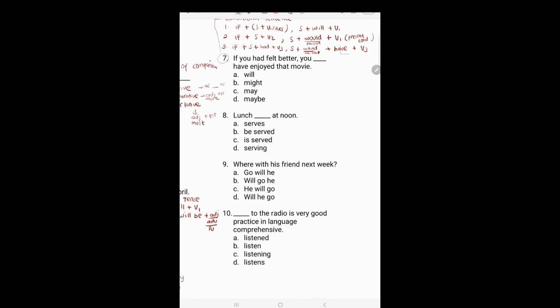So when we go back to the question, if you had felt better, you see the words had and felt indicate it is a kind of conditional sentence type 3. So the subject blah blah blah have enjoyed, you can see here. So the best answer here is would be or might.